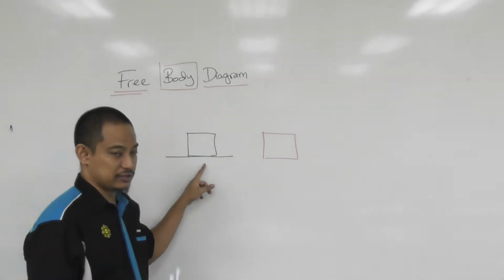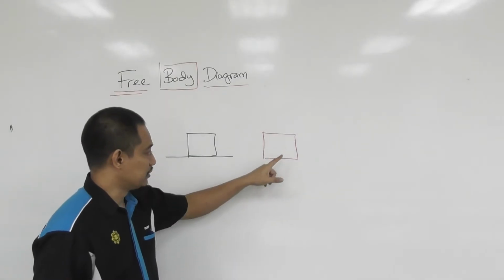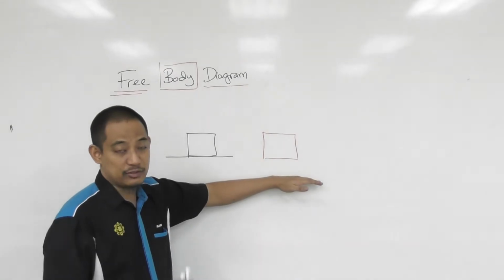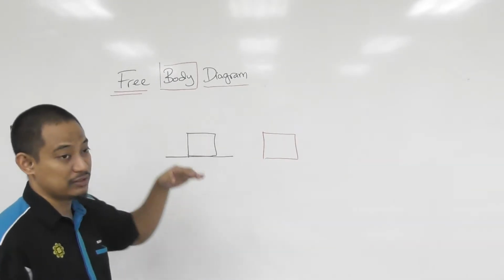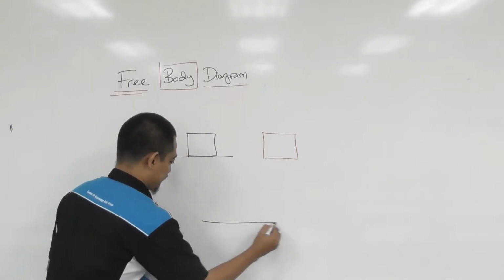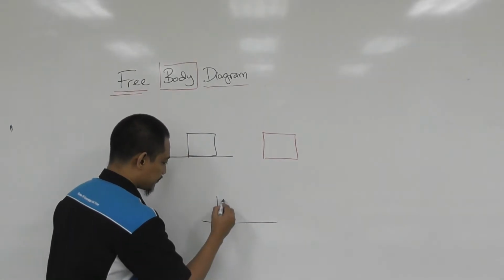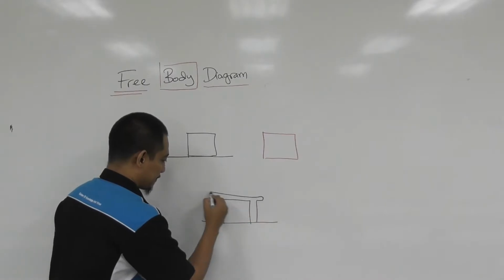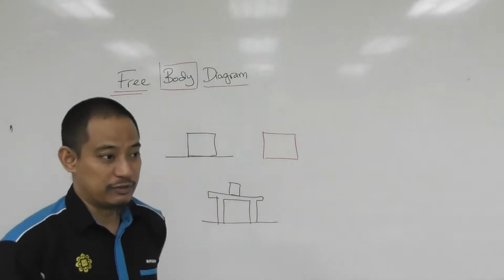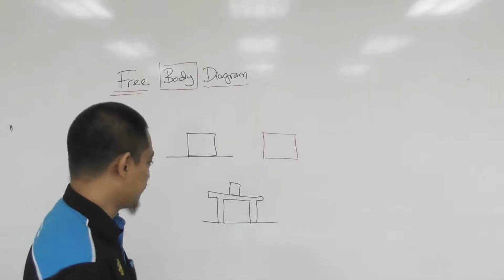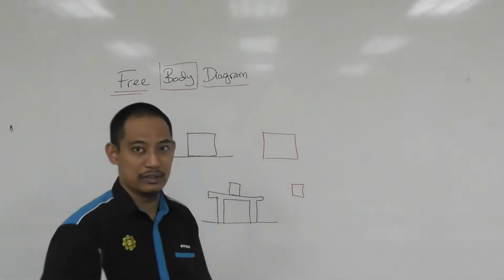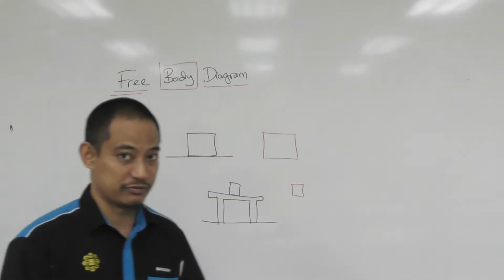When we say this is the free body diagram of the box, it should be free from the floor. If you still draw the floor, that is not a free body diagram because it's not free from the floor, if you understand, right? So if we have a table, and then a box on top of the table, and I want to draw a free body diagram of the box, the box should be only the box without the table, without the floor.